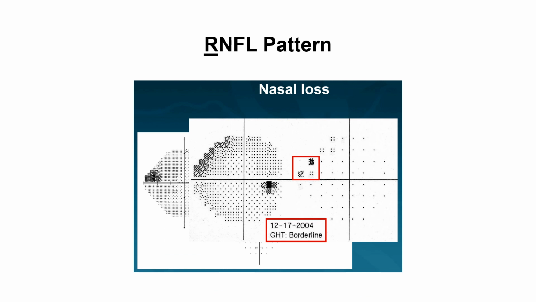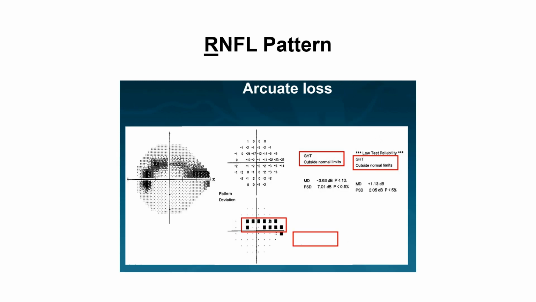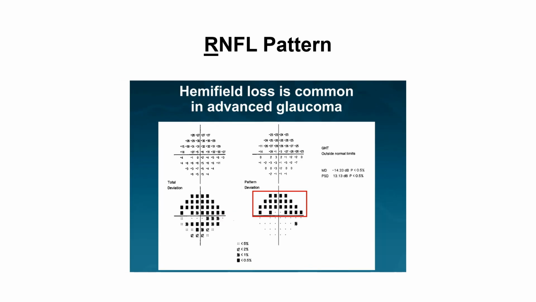Here, the RNF layer pattern is the nasal loss, as you see nasal stepping, with borderline glaucoma hemifield test representing early or moderate glaucoma. Here you see that there is arcuate loss of the retinal nerve fiber layer, with glaucoma hemifield testing outside the normal. Here you see that there is hemifield loss, and this is common in advanced glaucoma.